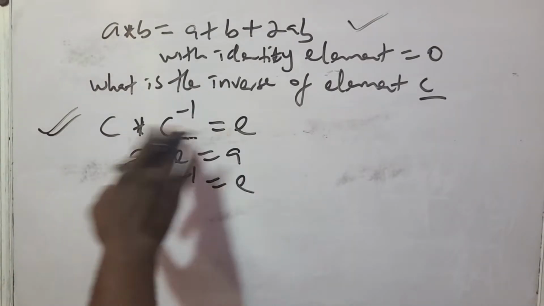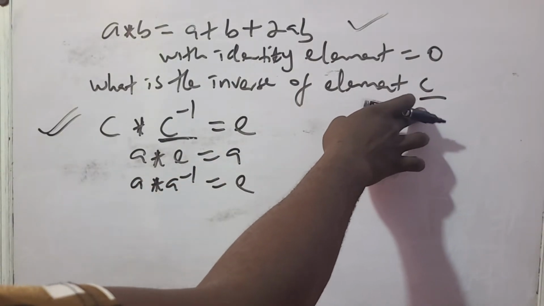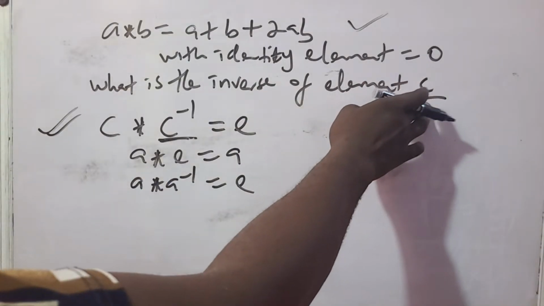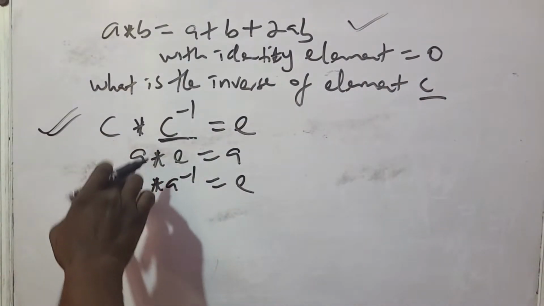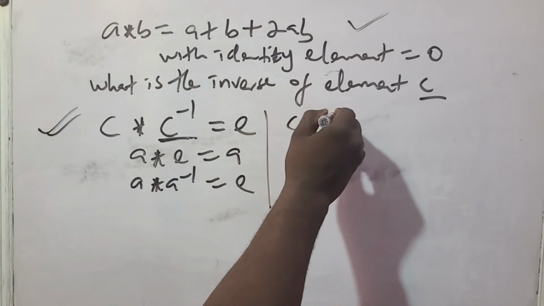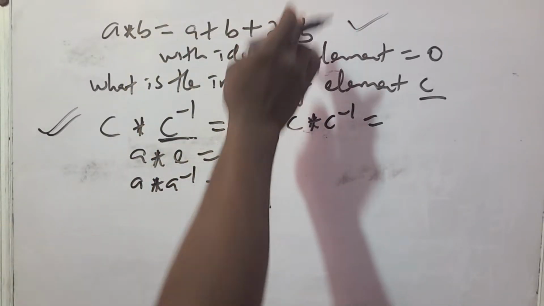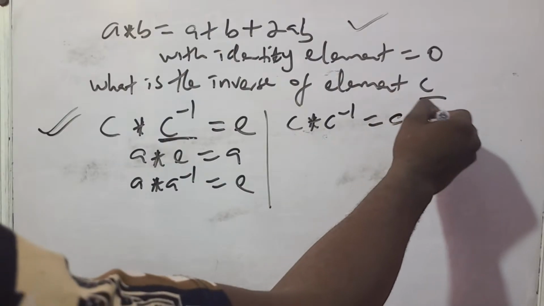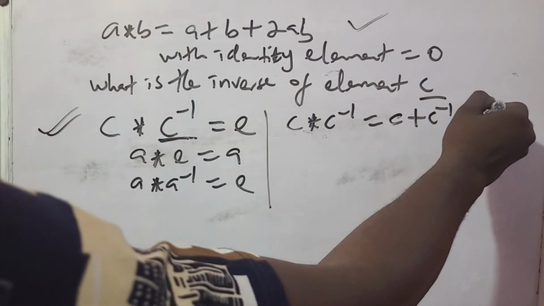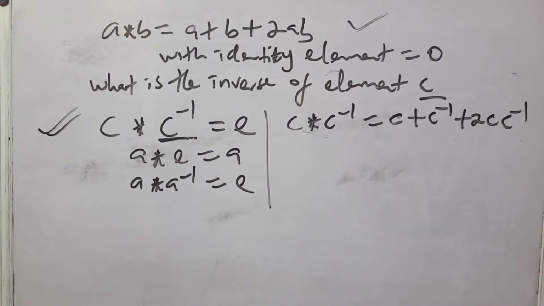So these are two things you should note when you are trying to solve questions under binary operation. Of course, we're not dealing with A here, we're specific with the value of C, so we have to maintain the question's C. That's why we're using C, not A. So obviously we have C star C inverse. Now, what would be C star C inverse? Let's fix this into our original expression. This would be C plus C inverse plus 2C times C inverse. That's based on the question.